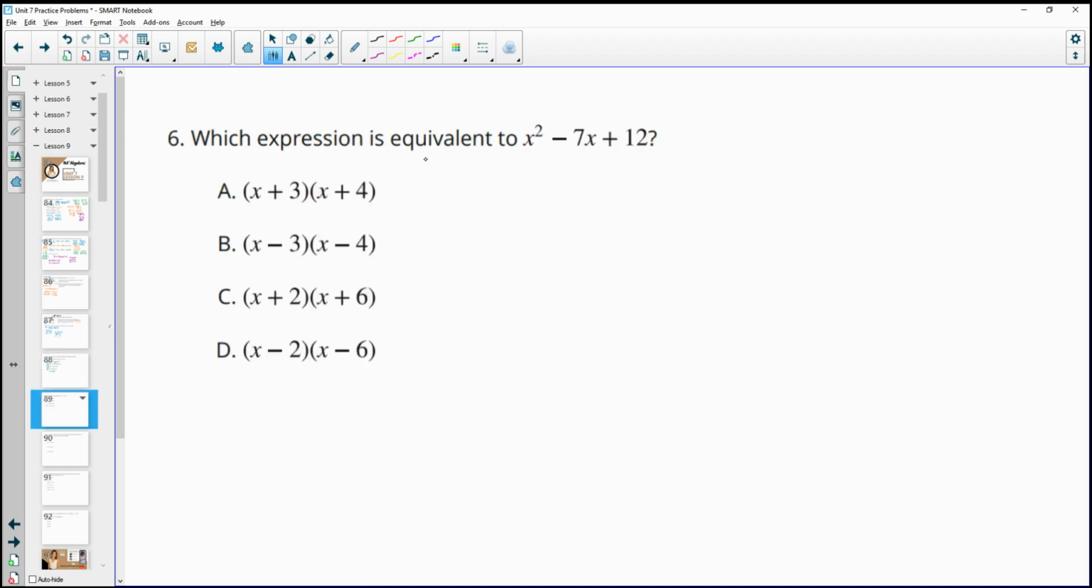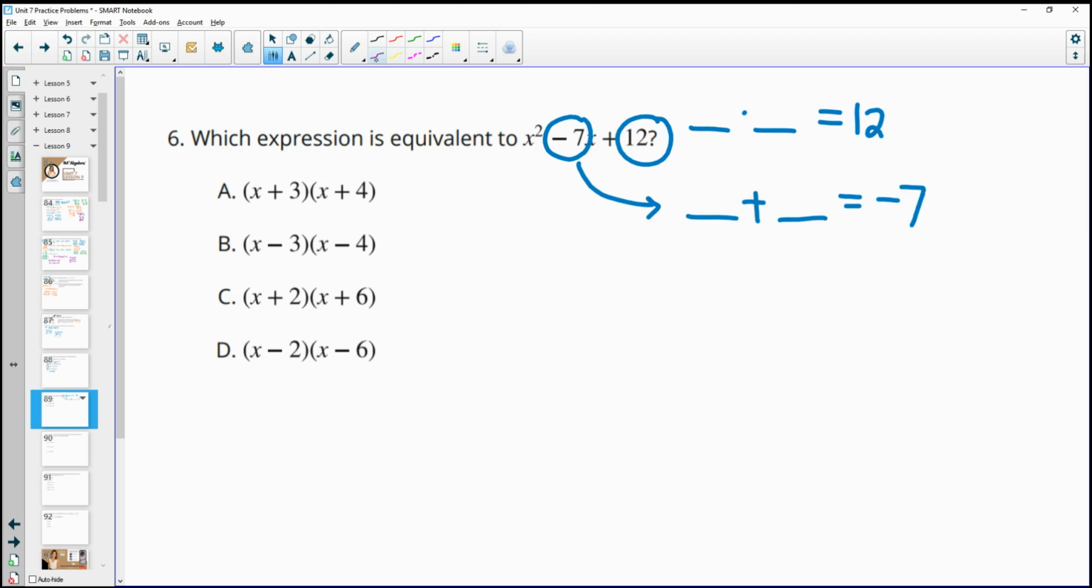Number 6, which expression is equivalent to x squared minus 7x plus 12? So we know that our two numbers have to multiply to equal 12. And then we also know that those same two numbers need to add to equal negative 7. So if we take a look at these numbers here we have 3 and 4. So 3 times 4 equals 12 is definitely true. But 3 plus 4 does not equal negative 7. So then this part A is false. Okay, so A is wrong.